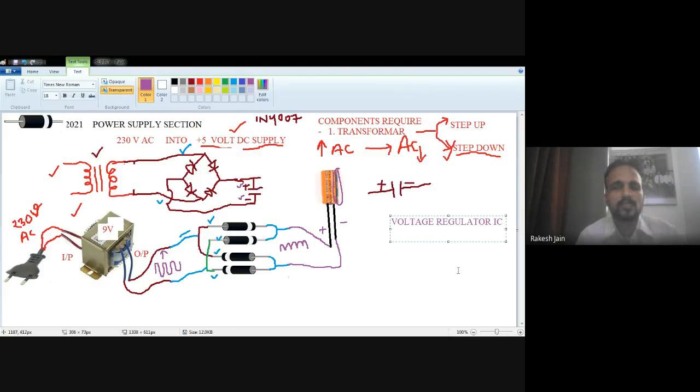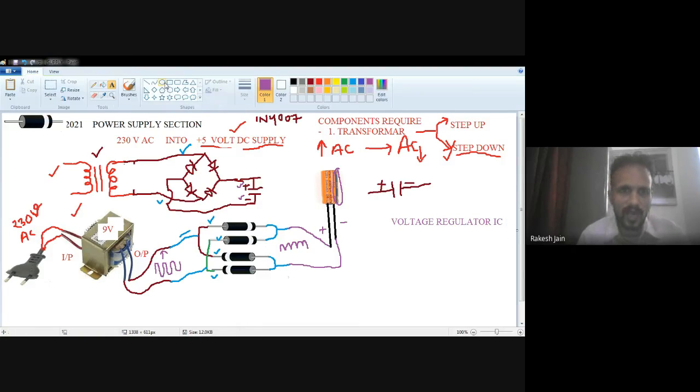A voltage regulator IC is that IC whose input is unregulated DC and output is regulated DC. Unregulated means not a fixed DC, or more than our requirement, not a particular pure DC, but at the output it will generate the fixed DC.